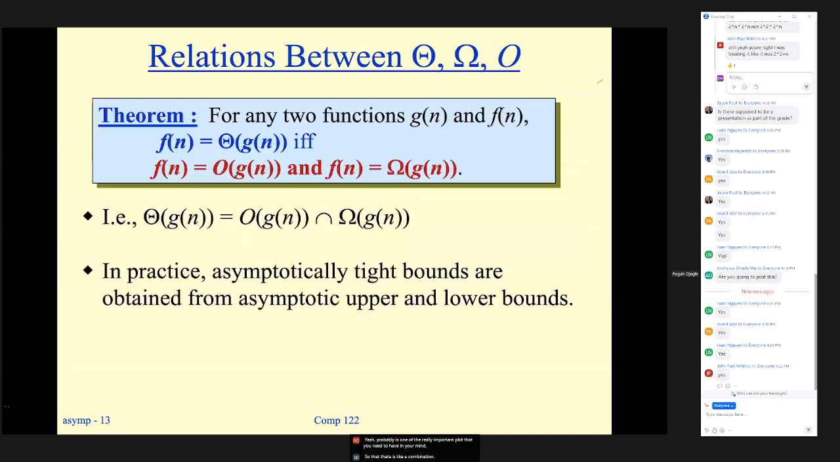So this is a definition. There is also a theorem: for any two functions g of n and f of n, f of n is big theta of g of n if and only if f of n is big O of g of n and f of n is big omega of g of n, as you explained earlier. It's in the middle. If I want to show theta, if I show these two, it's done. It means theta g of n is the intersection between these two, as you can see here.